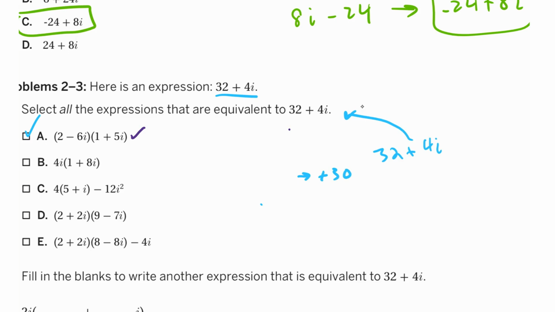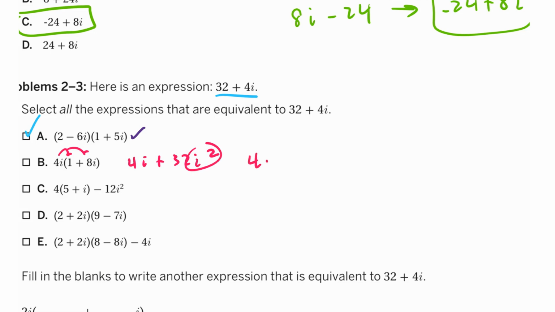For B, we're going to distribute into here, so we get 4i plus 32i squared. In this one, we end up getting an i squared, which makes this negative 4i minus 32, which when we switch that around is not equivalent because this 32 is negative.